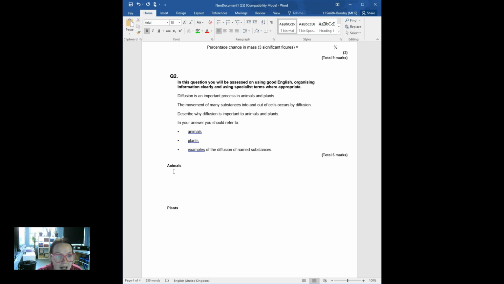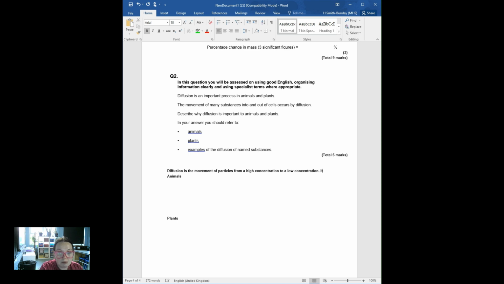So for animals, the most important example I've learned about was in the lungs, where we exchange oxygen and carbon dioxide. I know what happens in the digestive system, where we're trading glucose and amino acids. I know in a plant, it happens in the leaves where we trade gases, and I know what happens in the roots where it trades water and ions. But first of all, what is the most important thing? If you're asking me about diffusion, what do you need to know? You need to know the definition of it. So the start of my question will be the definition, just to make sure the examiner knows for 100% that I know what I'm going on about.